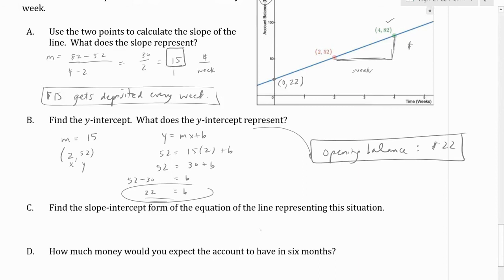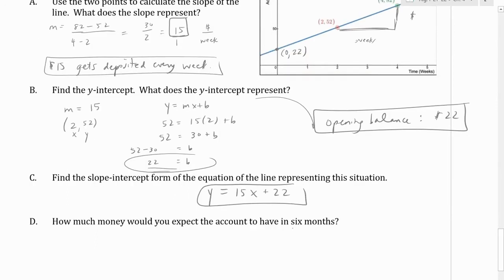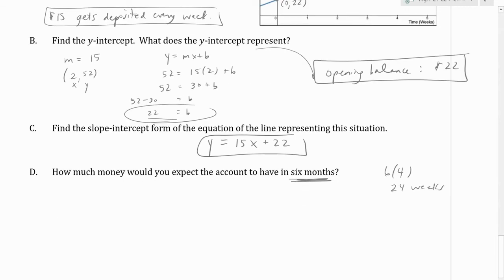Find the slope-intercept form of the equation of the line representing the situation. So we said slope was 15, y-intercept's 22. And then how much money would you expect in 6 months? So if there's 4 weeks to a month, that's about 24 weeks worth. Now, it might not be right on the money because there's either 30 or 31 days to a month. Well, maybe we should think of it that way. 6 months is half a year. So 365 divided by 2.